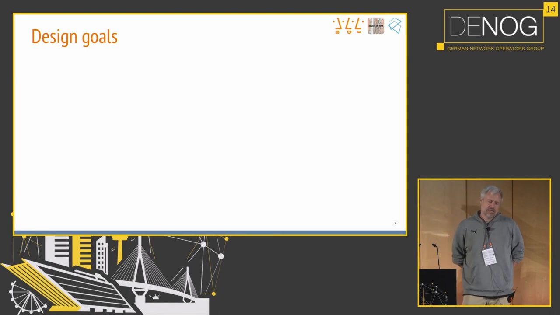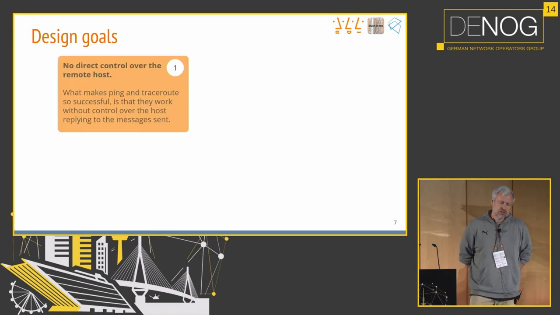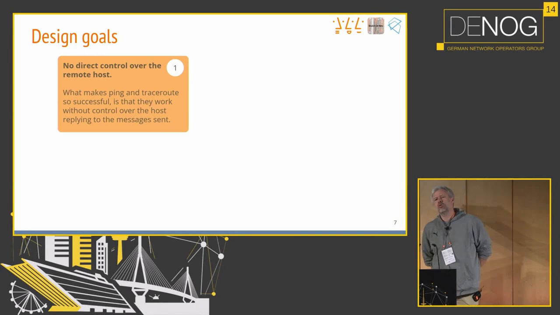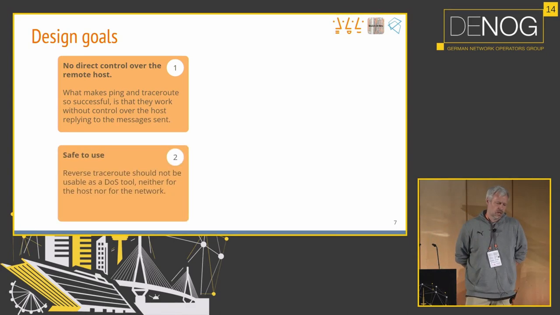So we sat down and formulated a number of design goals that we wanted to achieve to get reverse traceroute on the road at some point in time. So the first thing is we can't expect control of the remote host. And that's the same with ping and traceroute today. You don't control the host that is sending the echo response. You don't control the host that you do a traceroute towards. You have no control. It's somewhere sitting in the operating system. It's implemented. It's there. So it smells like you need a standard, and you probably need to do something with ICMP too.